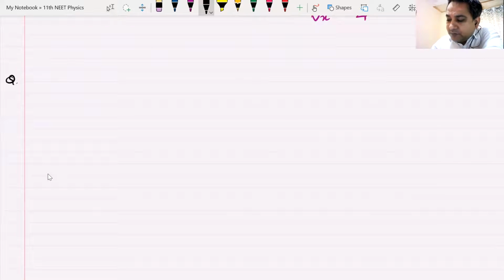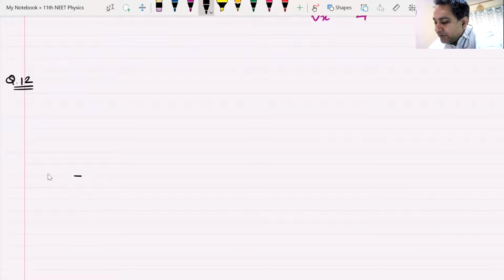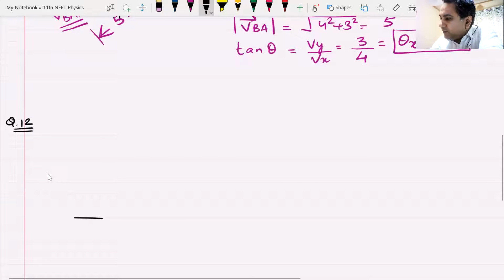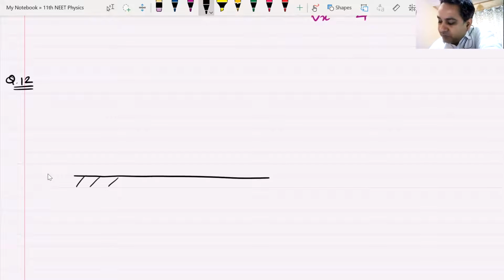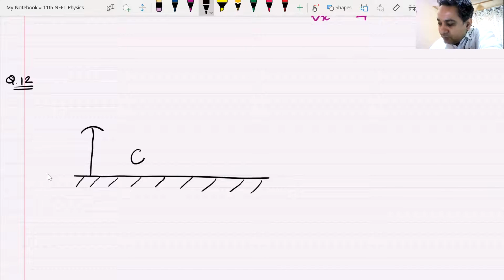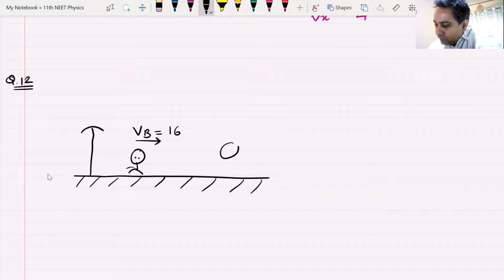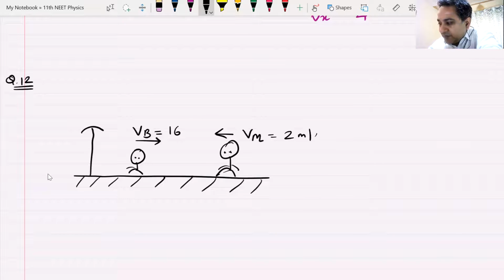Question number 12. I will draw a short diagram here. Let me see how much space I have. Okay, I think this is good. This is my ground. This is my tree, my boy, two eyes. Velocity of boy VB is 16. Old man, two hands, two eyes. Velocity of man is 2 meters per second like this.